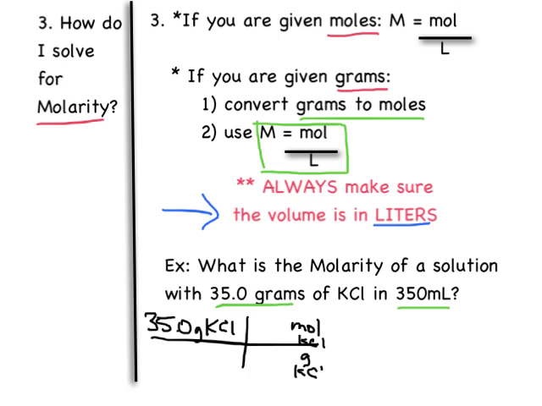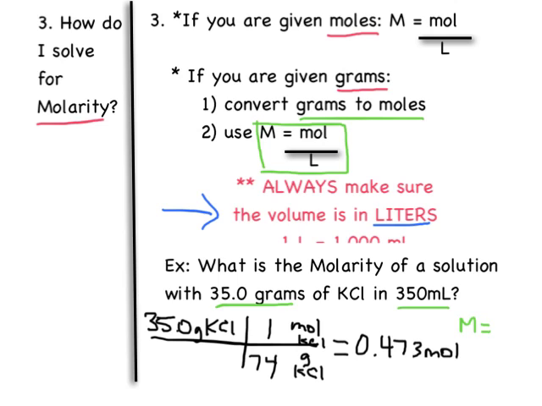Okay, so remember 1 mole is however many grams it says on the periodic table. So let's take a look at that. Well, potassium is 39, chlorine is 35, so you add those two together and you get 74 grams in 1 mole. So if we do that calculation, 35 divided by 74, we actually have 0.473 moles of KCl. Okay, so we're going to use that in order to solve for molarity.